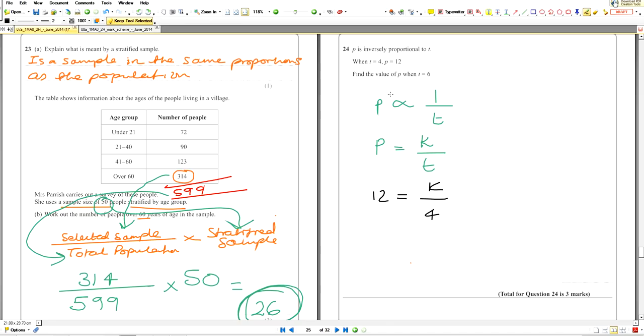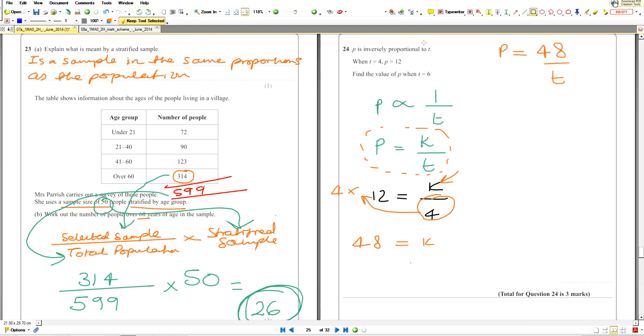So we start out with our basic rule. We change the proportionality sign into equals K, because it's K times by 1, so K over T. So we now want to work out the K value. Opposite of divide by 4 is times by 4. So that gives you 48 is equal to K. So this here was our general term. Now it becomes specific. So we can now say P is equal to the K value, which we just found out to be 48, 48 divided by T. Now this is called our specific formula, that's what I'm going to call it.